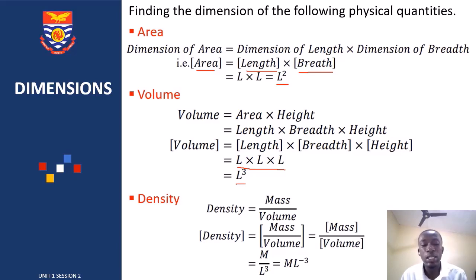Let's move to density. The formula for density is mass over volume. You put it in a nice big bracket like this. We know that the dimension for mass is big M, because we are measuring weight, or let's say grams. And from the previous calculation, the dimension of volume is L cubed. So the final dimension for density becomes M per L cubed. You can write it as big M, big L raised to the power minus 3, or as big M per L cubed.